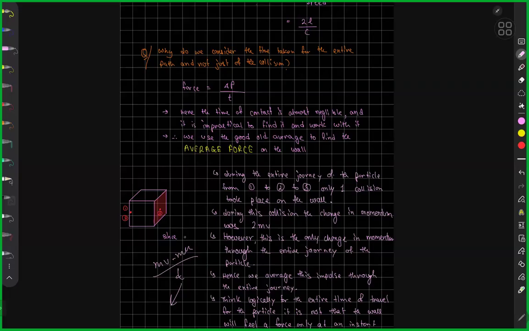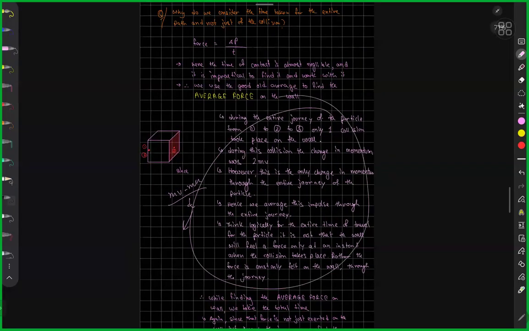This time is the time taken for the particle for the entire journey, not the collision. And it is very confusing. If you're confused about this, rightfully so. And I'll explain again later on when doing the derivation why we do this. This is the long derivation explanation that I have, and I will explain all of this.